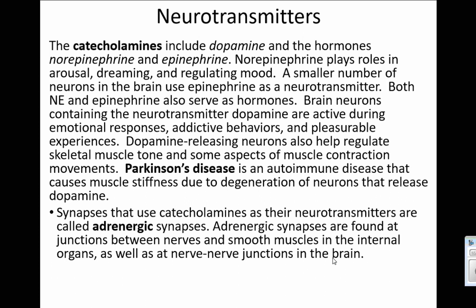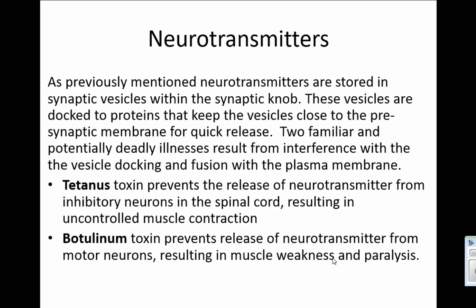Synapses using catecholamine as a neurotransmitter are called adrenergic synapses. We find these at the junctions between nerves and smooth muscles in the internal organs, as well as nerve-to-nerve junctions in our brain. As previously mentioned, neurotransmitters are stored in synaptic vesicles within the synaptic knob. These vesicles are docked to proteins, keeping them close to the presynaptic membrane for quick release. Two familiar and potentially deadly illnesses result from interference with this vesicle docking and fusion with the plasma membrane.